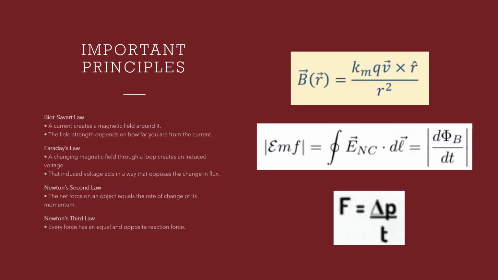Some important principles included the Biot-Savart law, which says a current creates a magnetic field around it, and the field strength depends on how far you are from the current. Next is Faraday's law, which says a changing magnetic field through a loop creates an induced voltage, and that induced voltage acts in a way that opposes the change in flux. Lastly was Newton's second law, which is that the net force on an object equals the rate of change of its momentum, and Newton's third law, which is that every force has an equal and opposite reaction force.